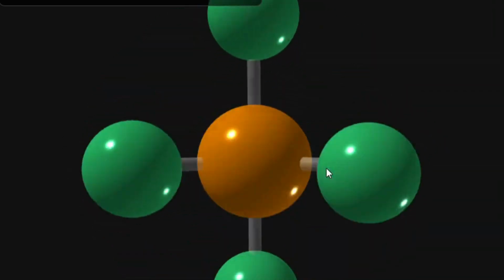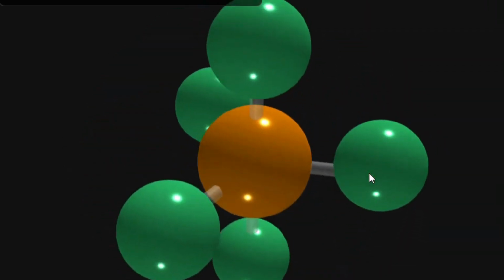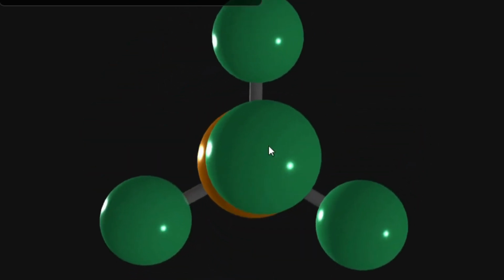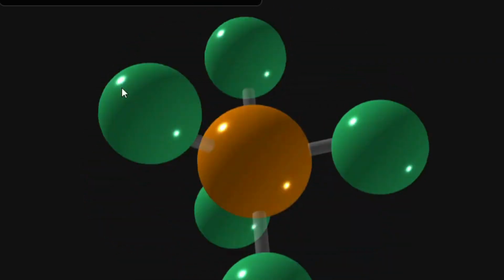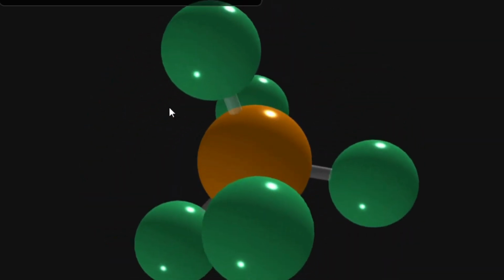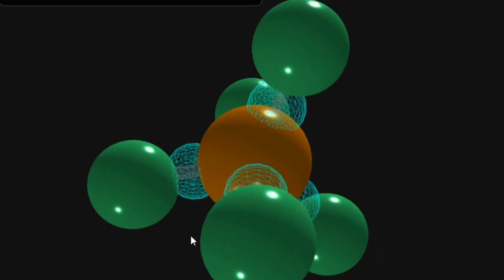Phosphorus is now surrounded by 10 electrons. Unlike second-period elements, phosphorus can accommodate more than 8 electrons. This is called an expanded octet. According to VSEPR theory, 5 bonding electron pairs arrange themselves to minimize repulsion.